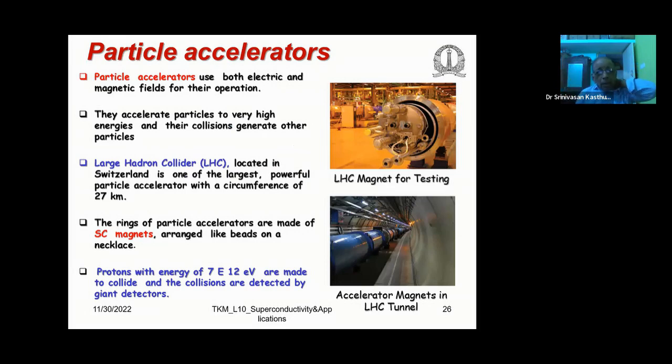The accelerators are also known as particle accelerators. These particle accelerators give a lot of energy to the particles. By the very name, it implies that it is able to give a large amount of energy to the particles to accelerate them, right? So they use both electric and magnetic fields for their operation. They accelerate the particles to very high energies, and their collisions generate newer particles.